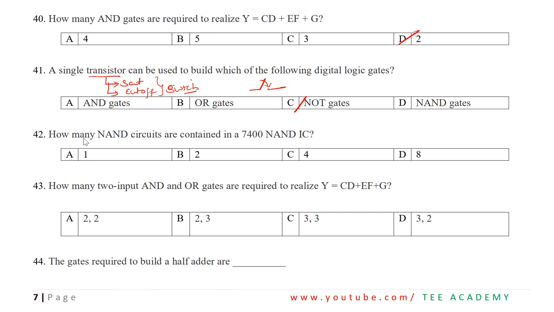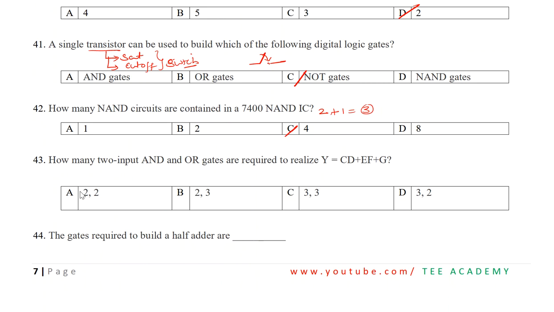Next one, how many NAND gate circuits are connected in the 7400 NAND IC? So there are going to be 4 NAND gates in the IC. Why? Because the 7400 IC has 14 pins. In those 14 pins, we have two input pins and one output pin for each gate. So two input pins plus one output pin, so three are there. Along with it, there is one ground pin and one VCC supply pin. So the answer is 4 here.